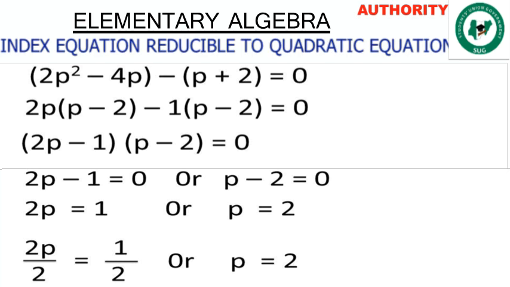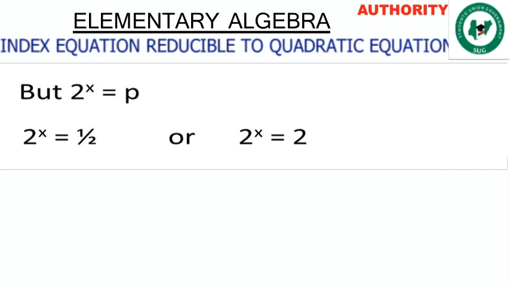Now let's go. We are looking for p. That means we divide both sides by 2. Now we have 2p divided by 2 is equal to 1 divided by 2. Now we have p is equal to 1 all over 2, which is half, or p is equal to 2. But you remember that we said our p is 2 raised to power x. That means the values that we just got are for 2 raised to power x. So 2 raised to power x is equal to 1 all over 2, or 2 raised to power x is equal to 2.